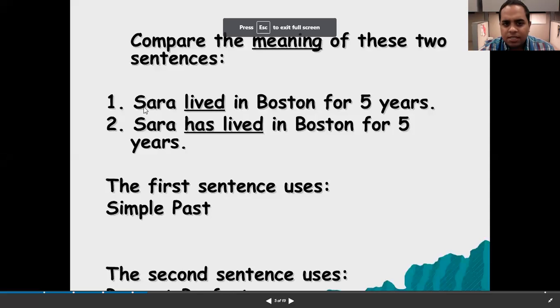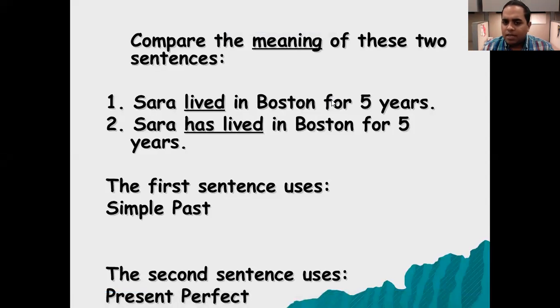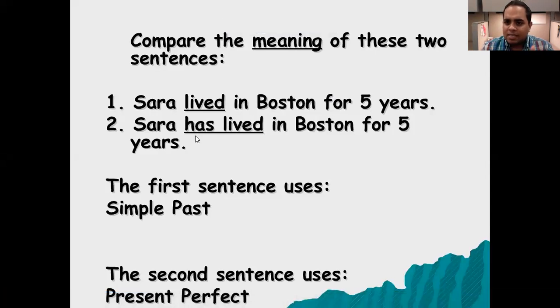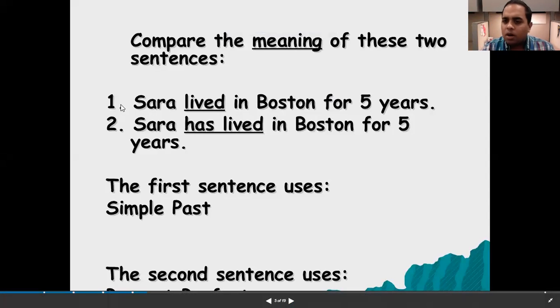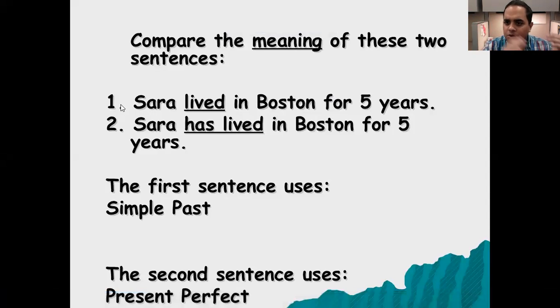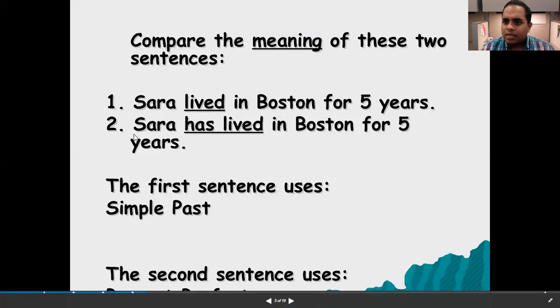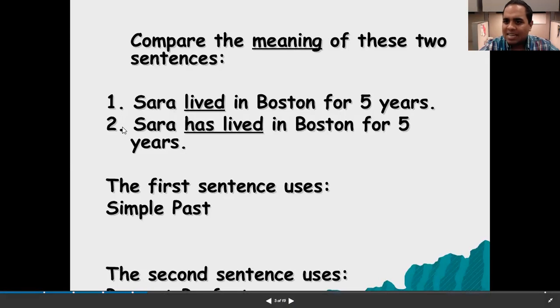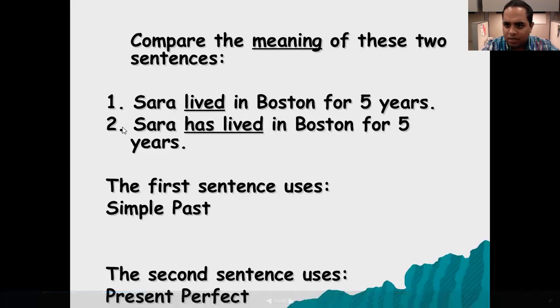So again, the first sentence, Sarah lived in Boston for 5 years. This is simple past. It means Sarah may not be living in Boston right now. Maybe Sarah moved. Sentence number two is present perfect. The significance, it means Sarah still lives in Boston. Next year, 6 years, next year, 7 years, next year, 8 years. So sentence number one, it's possible Sarah moved to a new location. Sentence number two, Sarah still lives in Boston. Sentence number one is simple past. Sentence number two is present perfect.